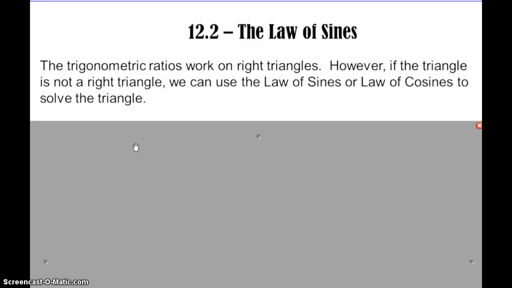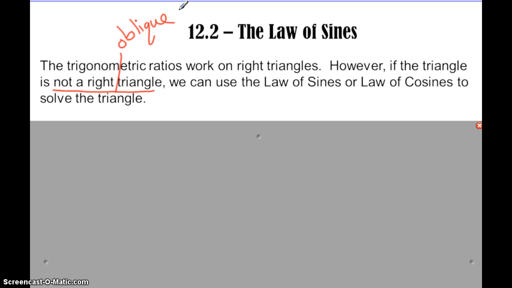So we're going to continue talking about solving triangles with lesson 12.2. Remember, in the last lesson we talked about using trig ratios and the Pythagorean theorem, but those only work on right triangles. If we have a triangle that is not right, the vocabulary word for that is oblique, so not a right triangle, that would be oblique. When you see the word oblique, make sure you know what that means.